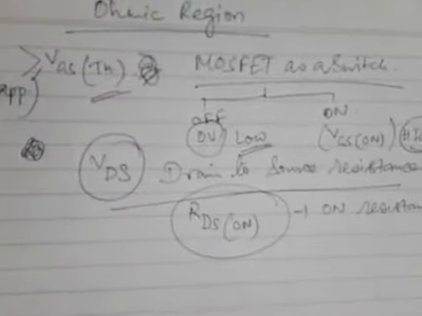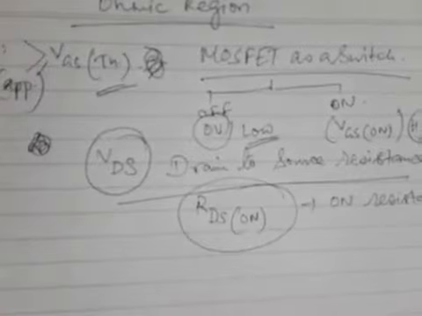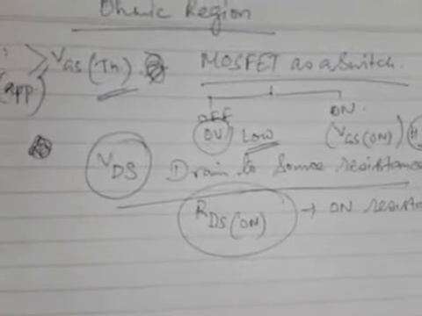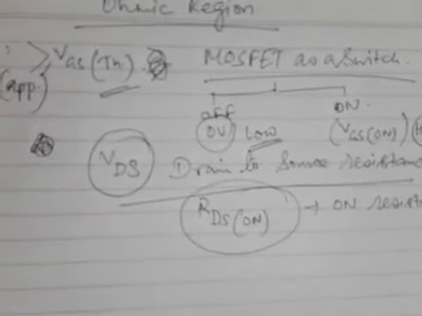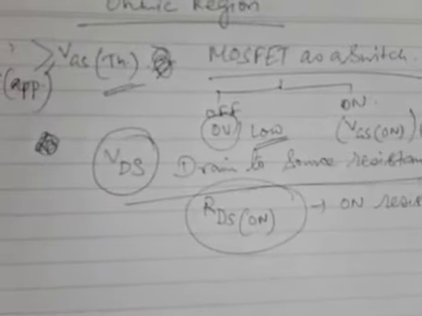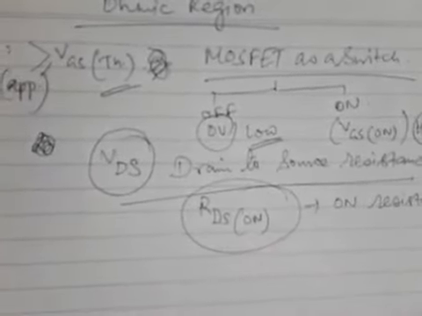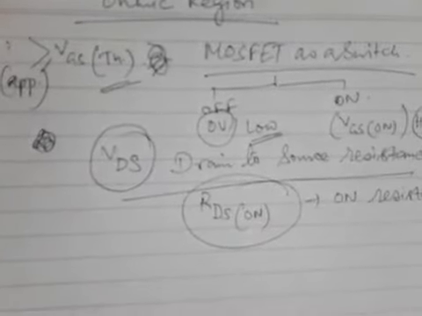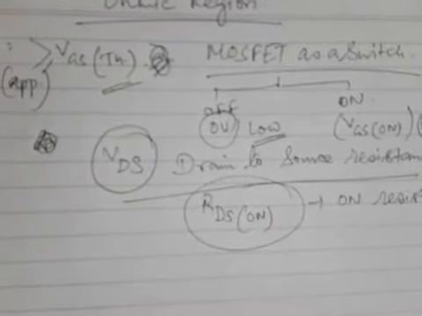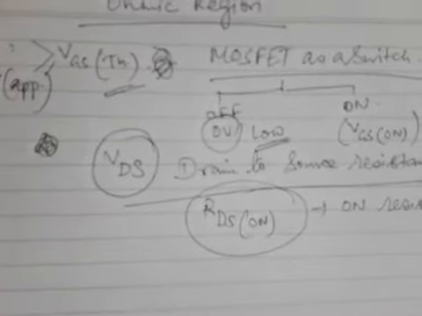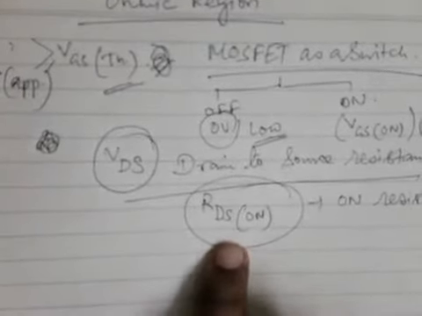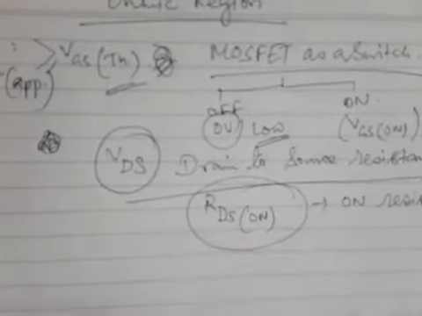Why can this be specified? Because in the ohmic region it follows Ohm's law, which means everything is linear about the characteristic, and so resistance can be better explained as a linear element. So we can say that while working in the ohmic region, the MOSFET will work like a resistor having a value denoted by RDS on.